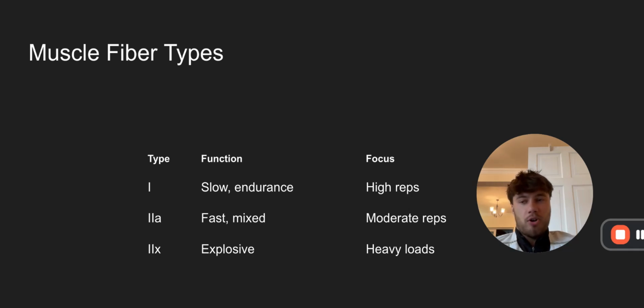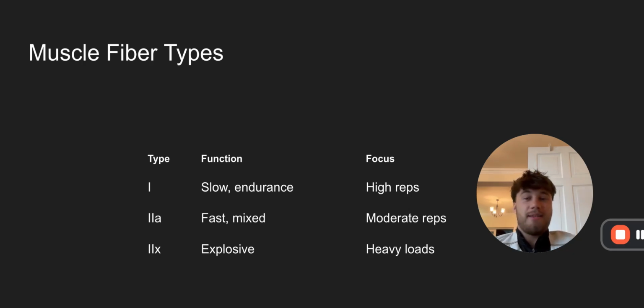So this is pretty much common knowledge these days. We have three main different muscle fiber types. Type 1, which is more slow, endurance based. If you imagine a marathon runner, they have a lot of type 1 fibers.